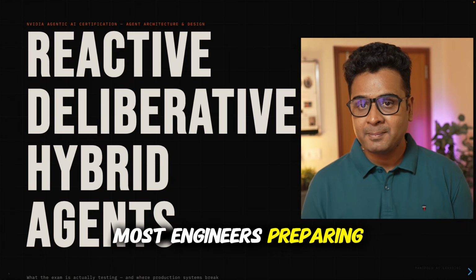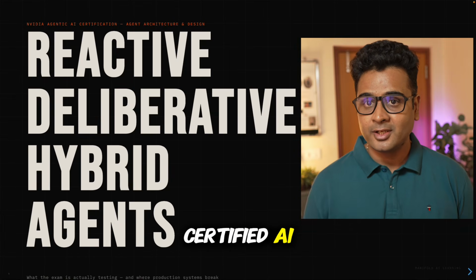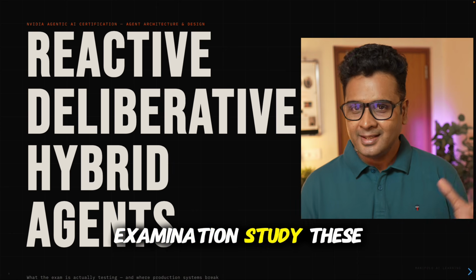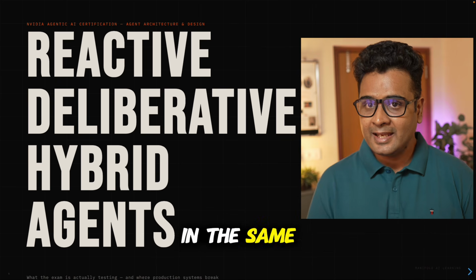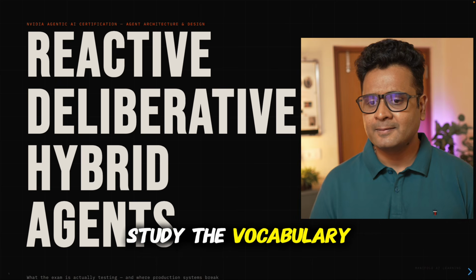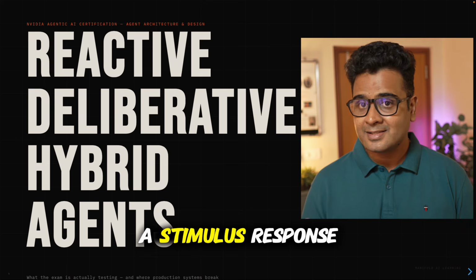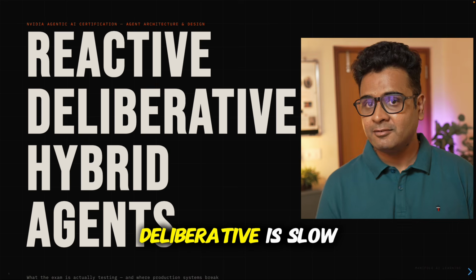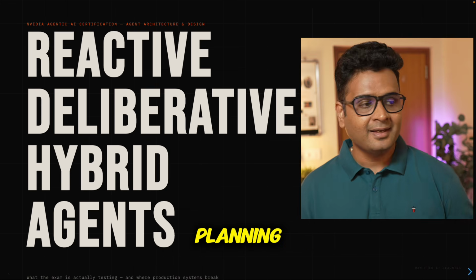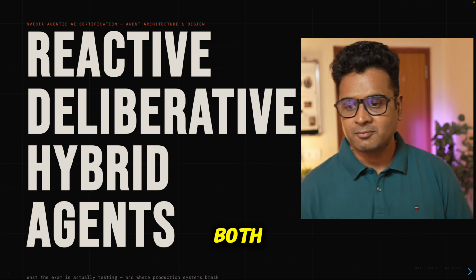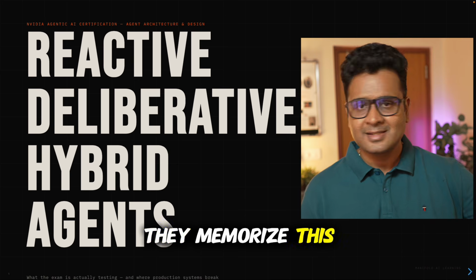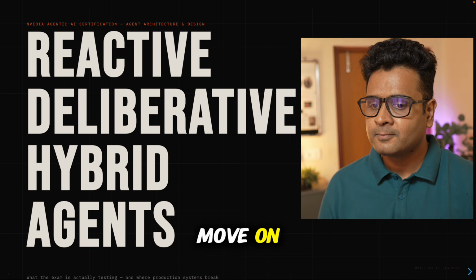Most engineers preparing for the NVIDIA certified Agentic AI examination study these three agent types the same way they study vocabulary. Reactive is fast, like a stimulus response. Deliberative is slow, and does some kind of planning. Hybrid is a combination of both. They memorize these definitions and move on.